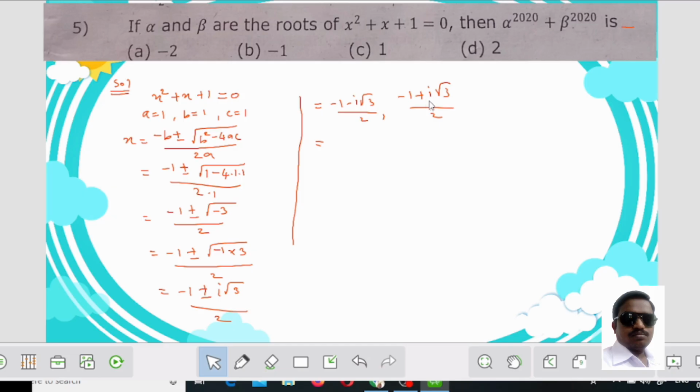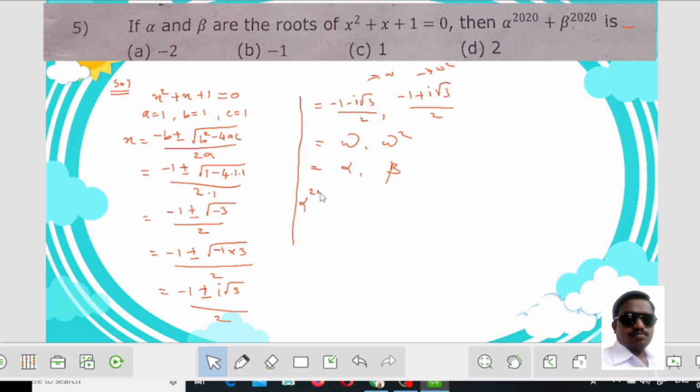See, these two values are the cube roots of unity. The cube roots of unity we may name as 1, omega, omega square, and now we are getting two values here. This value is omega, this value is omega square in the cube roots of unity. In the problem they are saying the first root is alpha, the second root is beta. So you can take alpha equal to omega, beta equal to omega square. Now our duty is to find alpha power 2020 plus beta power 2020.